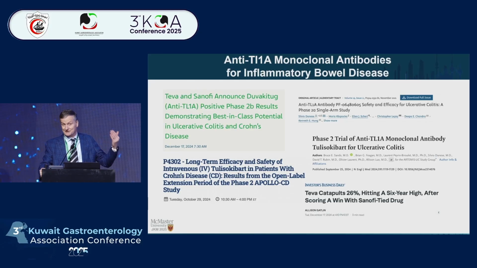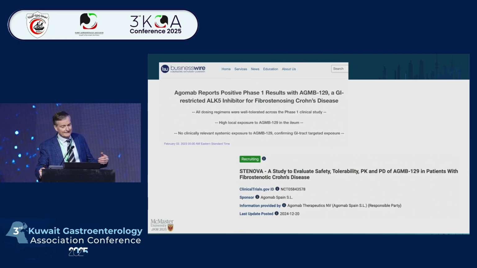So that's probably just a couple of years away in terms of entering the clinic, and behind that another class of therapy, ALK5 inhibitors, which also seem to have direct effects on blocking fibrosis. This other class of therapy will be coming to the clinics as well. So we may have two different classes of therapy with direct effects on stricture formation. That's really for the future.